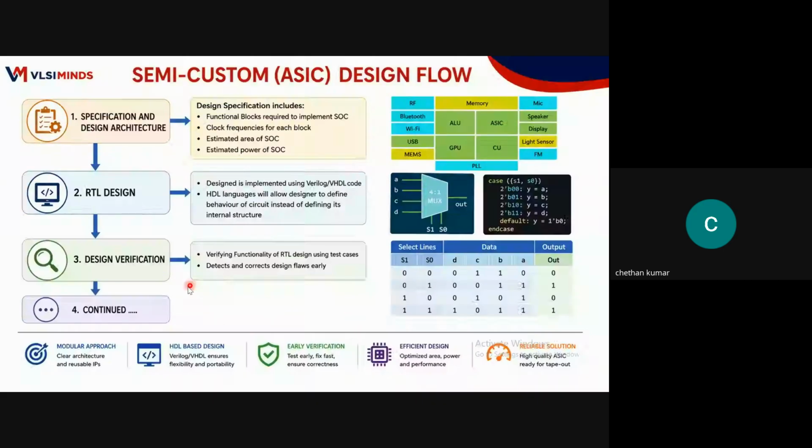So at the earlier stages itself, we'll fix any requirements or any changes to be done by the design verification method. The main focus here is efficiency: we should have better performance, better power, and it should work in optimized area. These are the things that will be taken care of by the synthesis team, so that all of these can bring a very good ASIC design into the market.